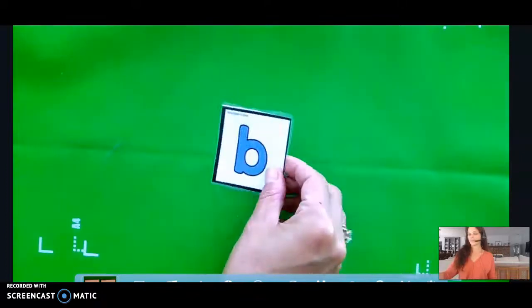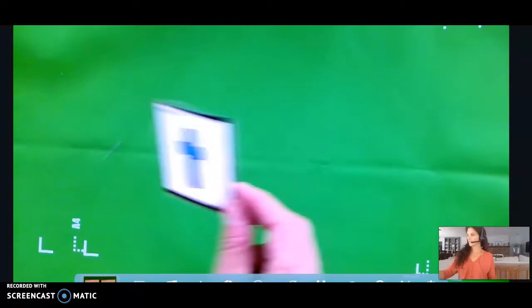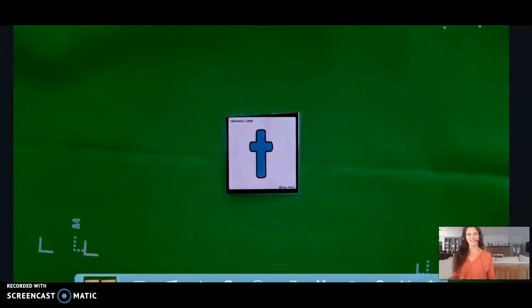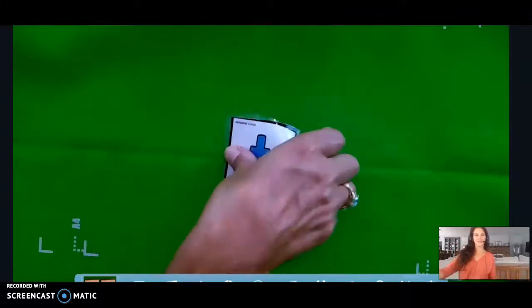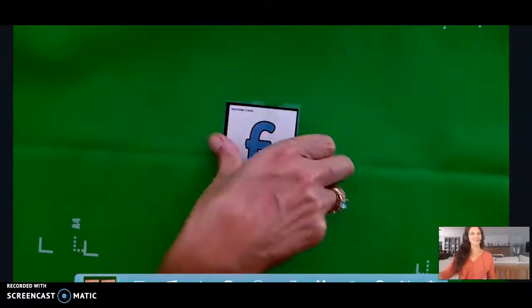Good. Okay. Now I want you to find the letter that makes the B sound. B. Right. Is the B. B says B. Okay, I want you to find the letter that makes the T sound. T. T says T. Good job. Now I want you to find the letter that makes the F sound. F. Awesome job.